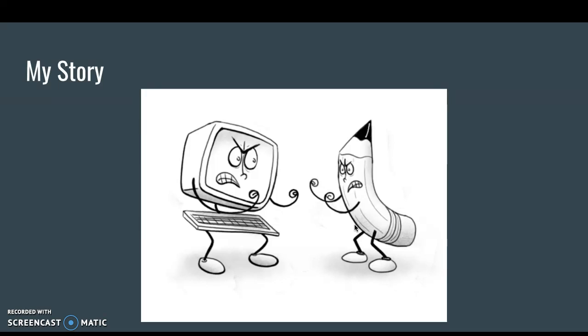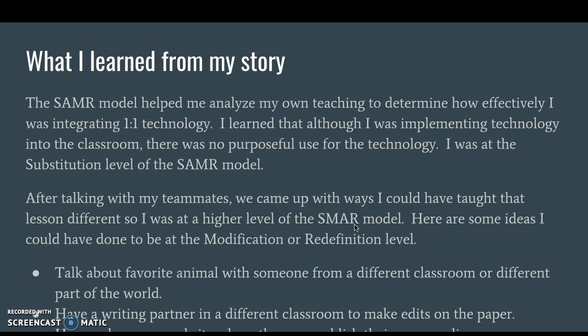Quick story I have, when I was long-term substitute teaching in 3rd grade, I gave the students an option to either write their animal report on the computer or using paper and pencil. After analyzing or learning about the SAMR model, I was able to analyze my own teaching, and I determined that I was at the substitution level. I was just substituting the technology instead of using the paper and pencil. It really had no meaning. It wasn't purposeful. I wasn't helping them at all.